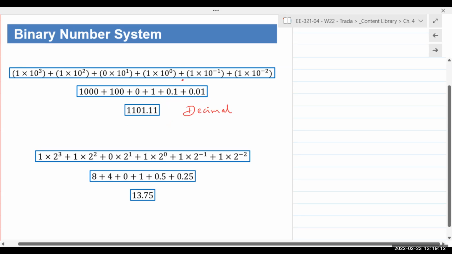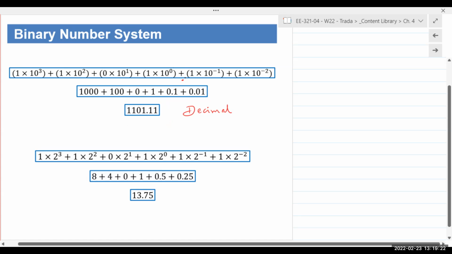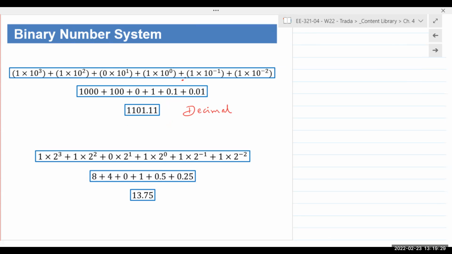So to the left of the decimal point, it is an increasing exponent. So 10 raised to 0, 10 raised to 1, 10 raised to 2, 10 raised to 3, and so on and so forth. To the right of the decimal is the fraction. So it's 10 raised to minus 1, 10 raised to minus 2, 10 raised to minus 3, and so on and so forth. Right? It's an increasing fraction, meaning becoming smaller and smaller.